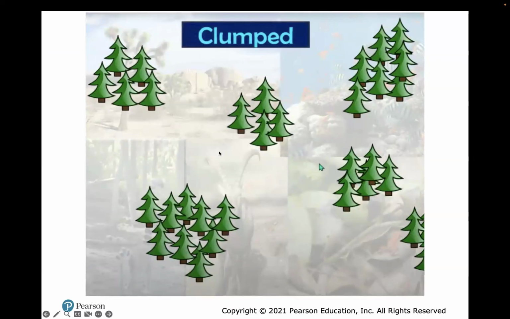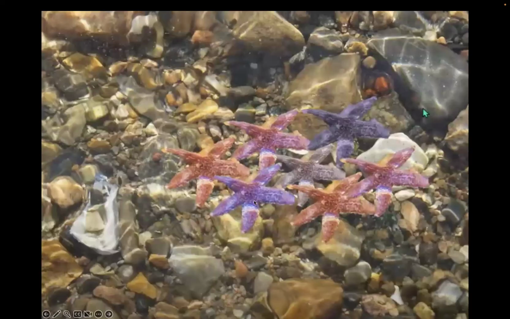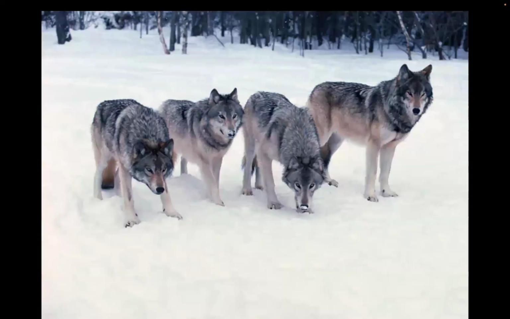Now you wouldn't really see clumped in plants too much, because plants are going to compete for sunlight and nutrients in the soil and space. They need space for their roots. So clumped isn't common in plants, but you'll find it in animals. Here we have a group of starfish living together. That would be a clumped distribution pattern. And wolves are also pack animals. They hunt in packs together. So that would be a clumped distribution pattern.